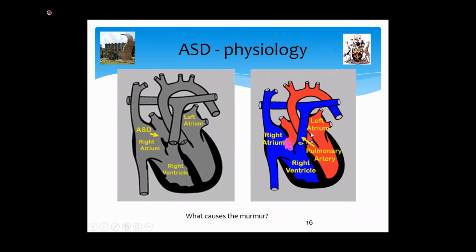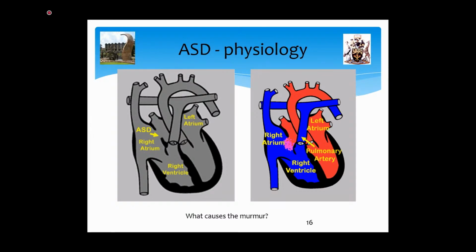So what will happen is that you have blood flowing from the left atrium to the right atrium, and then into the right ventricle, into the lungs, back to the left atrium, and again to the right atrium. So in essence, you have blood flowing a lot in the right atrium, right ventricle, and the lungs without necessarily going to the rest of the body.